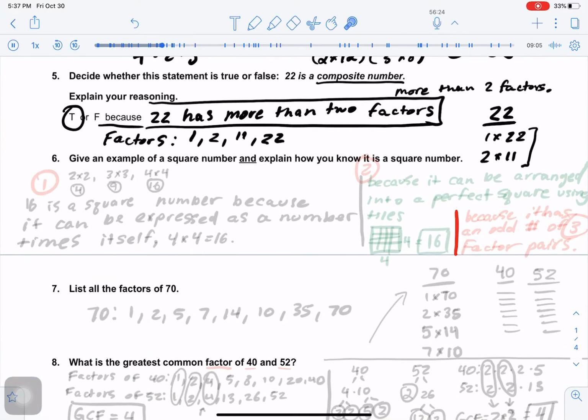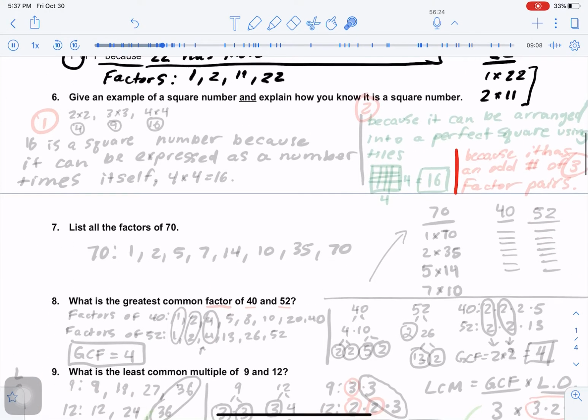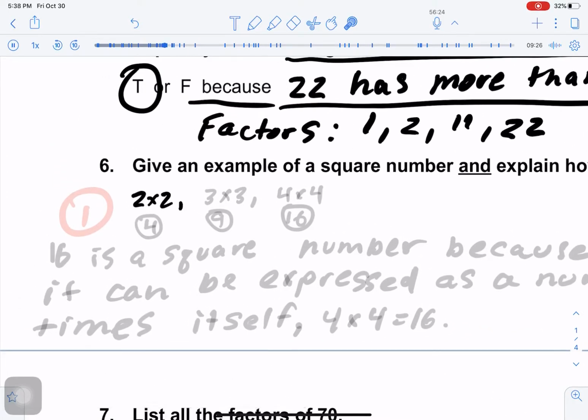Question number 6 says to give an example of a square number and explain how you know it's a square number. Thinking back to square numbers, I remember that a square number is a number that can be expressed as a number times itself. So an example of this is like 2 times 2, or 3 times 3, 4 times 4. So all of the products of these pairs, 4, 9, 16, are going to be square numbers.